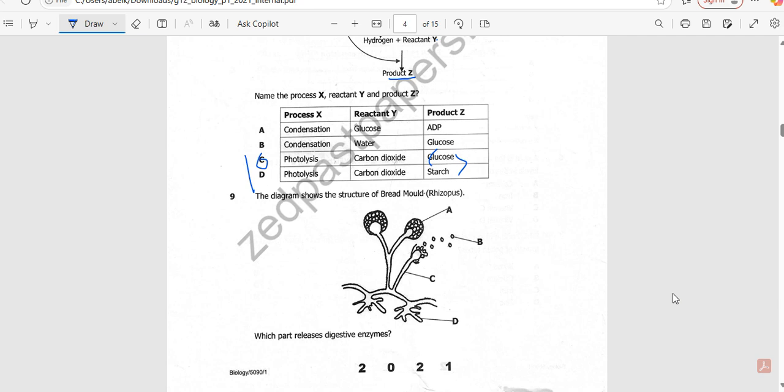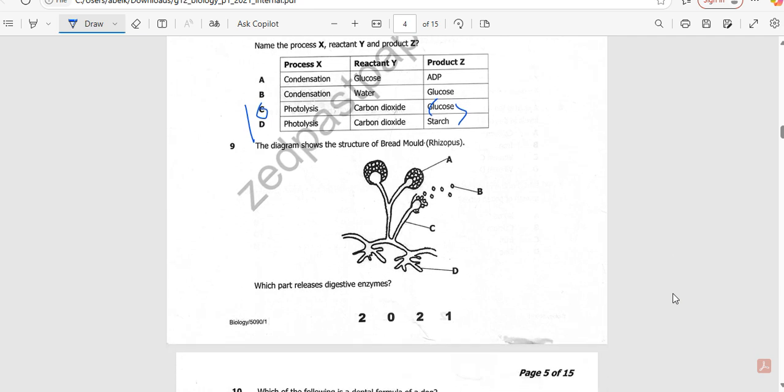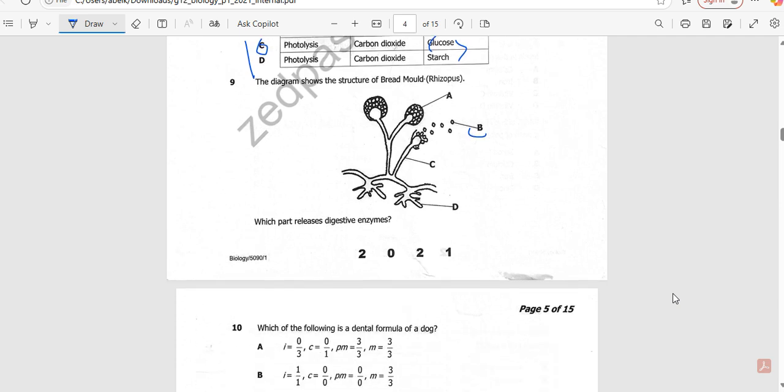The diagram shows the structure of a bread mold, or Rhizopus. So we have A, B, C, D. Which part releases digestive enzyme? Of course, we know these are spores. Then you have sporangium, sporangiophore, and rhizoids. So rhizoids, this is where the extracellular digestive enzyme acts on a substrate to break it down in order to absorb it and clear the substrate. So the answer is D there.